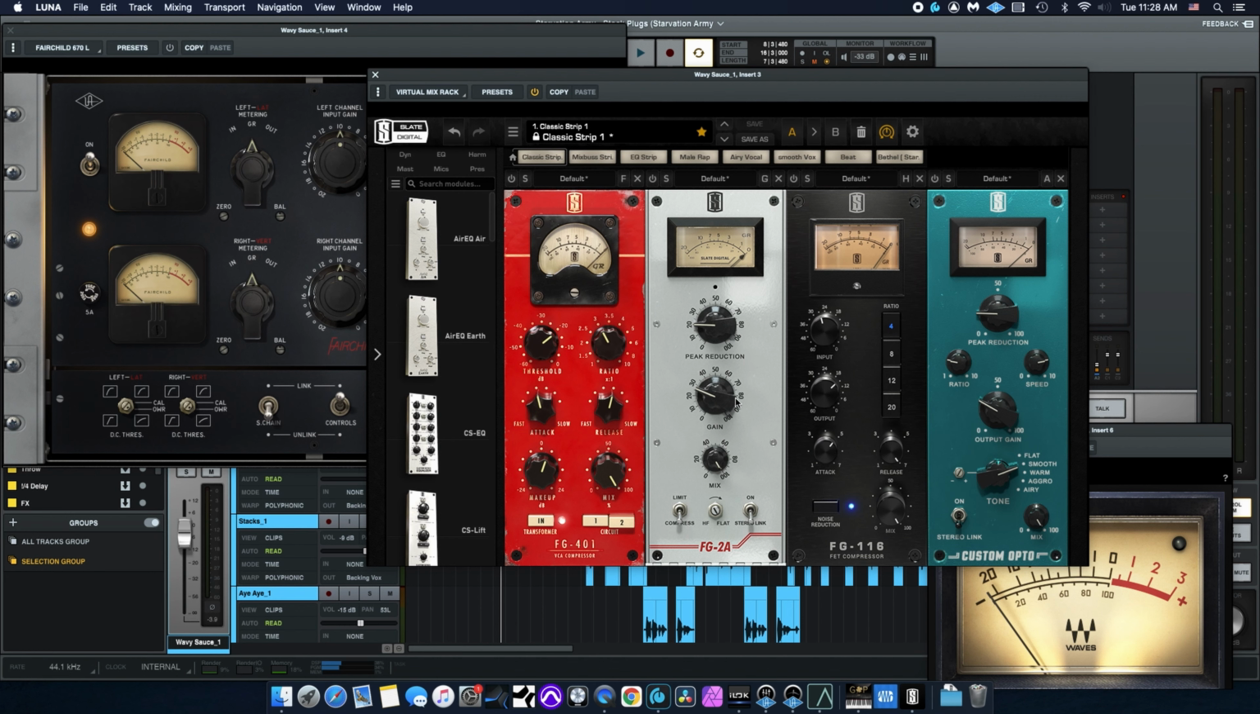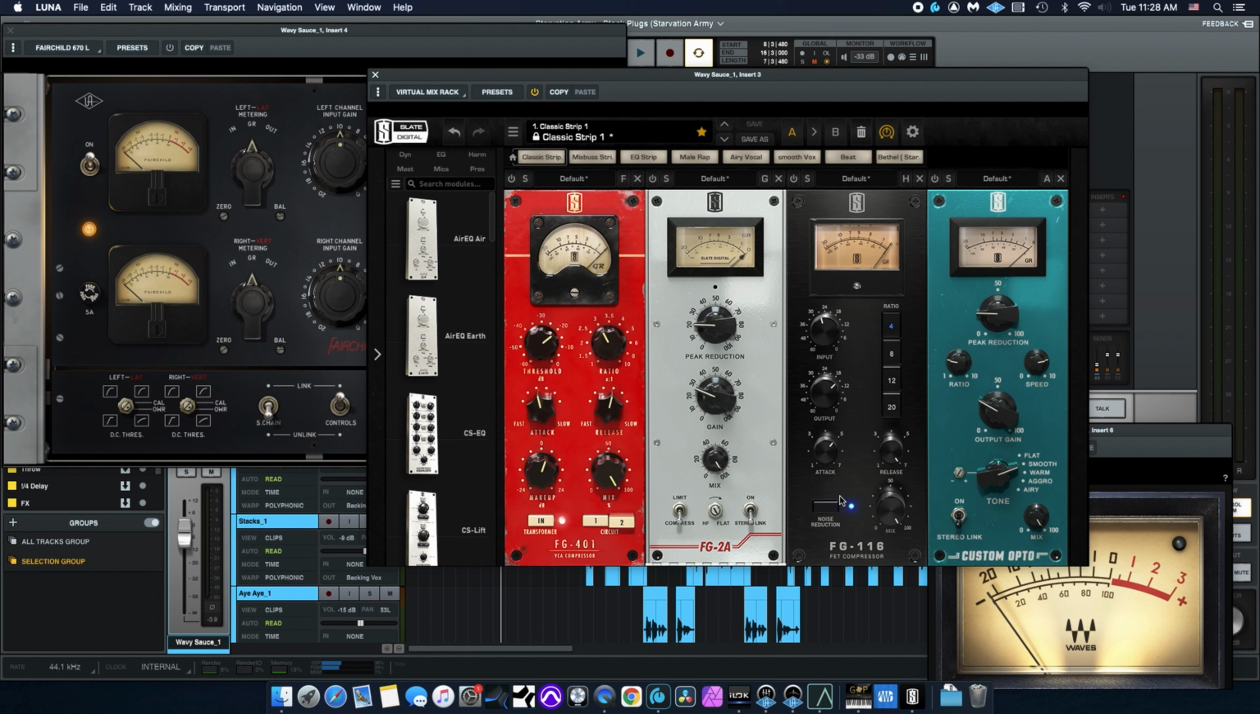The difference between the FG2A and FG401, or we can say the optical versus the VCA compressor, is with the optical compressor, the peak reduction is not exactly the same thing as the threshold. And the gain is not exactly like the makeup gain here. Though they are very similar, they act differently. You will see that once we start running some signal through them in just a minute.